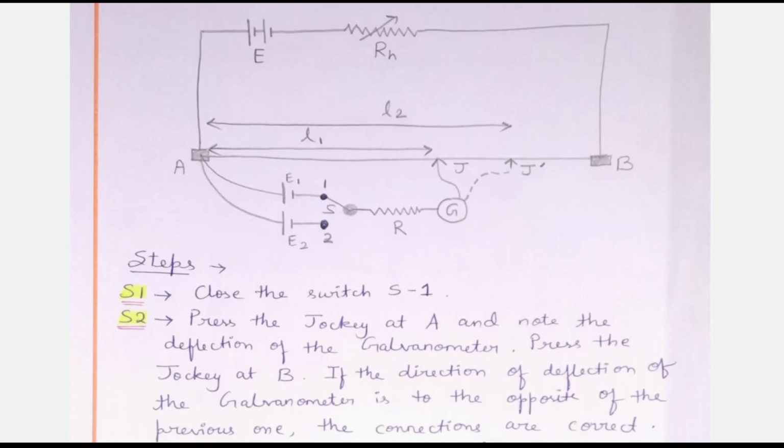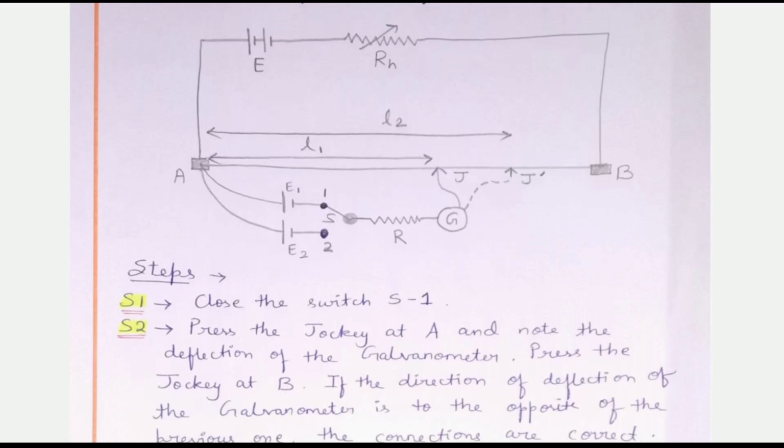Now, if you are satisfied with the connection, connect the switch S with 1 so that E1 EMF is at play now. Now move the jockey slowly from A to B, and wherever the galvanometer shows 0 deflection, stop it there. That means the potential difference of AJ is equal to K into L1.